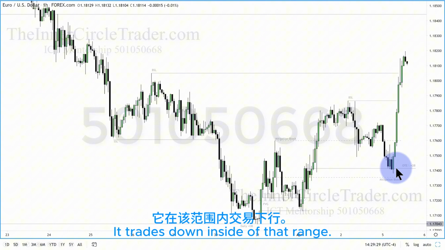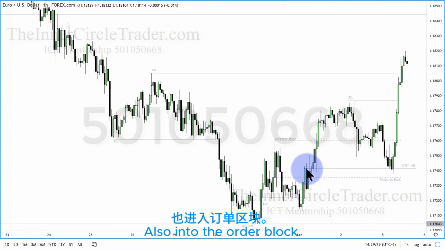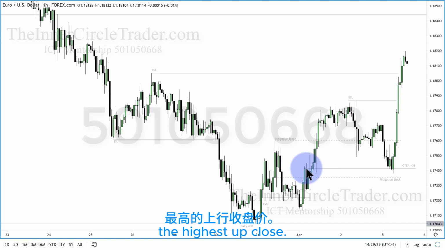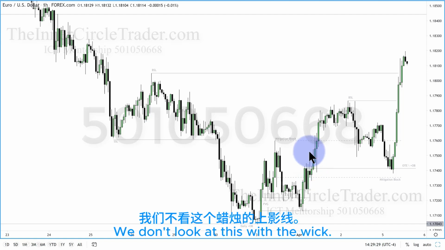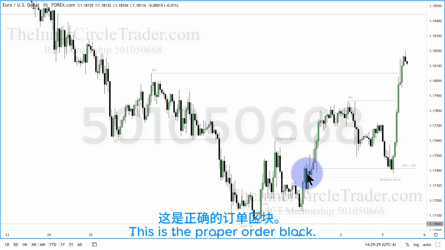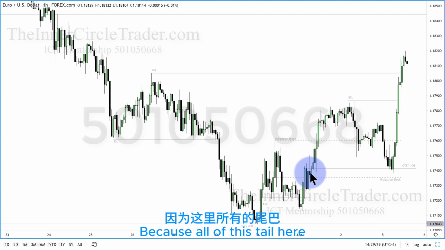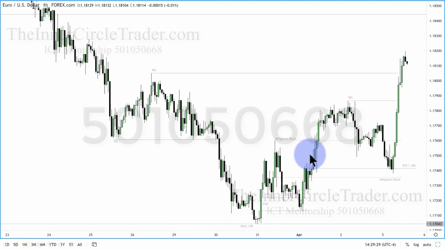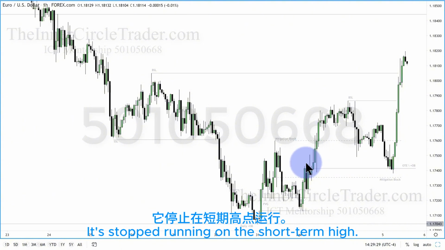It trades down inside of that range, also into the order block, the biggest down close candle with the highest up close. We don't look at this with the wick. We don't care about that. This is the proper order block. Why? Because all of this tail here is just running on liquidity. It's stop running on the short-term high.